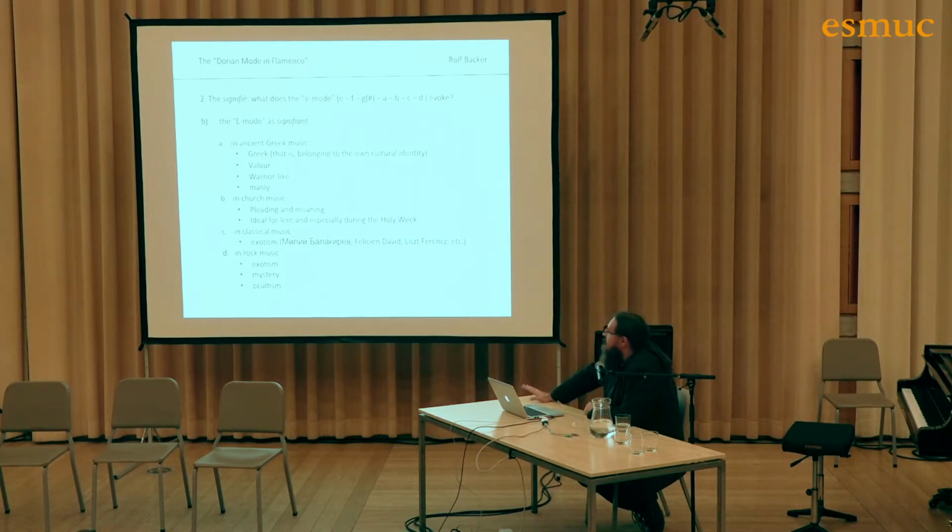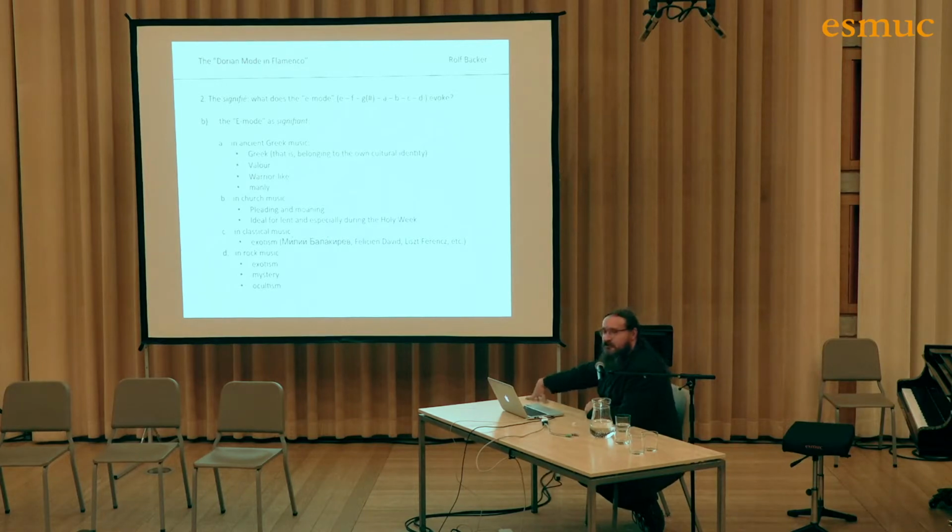Especially for Lent and the time of the Holy Week. So these are the Christian associations. And classical music, of course, we find it a lot, and almost always with an exoticist meaning. So if we check out, for example, Mily Balakirev, Félicien David, Liszt Ferenc, these are the classical examples of the use of the scale with clearly exotic oriental associations.